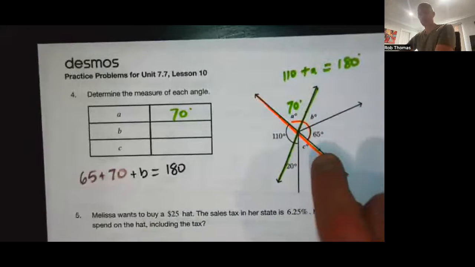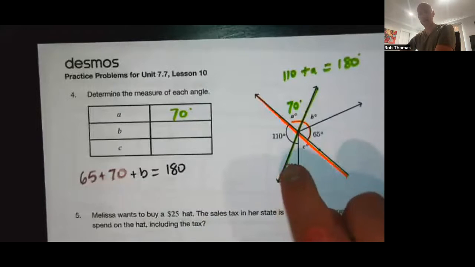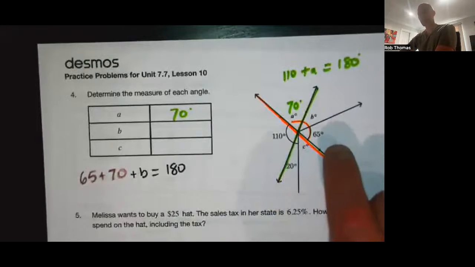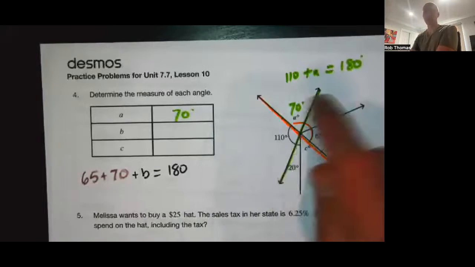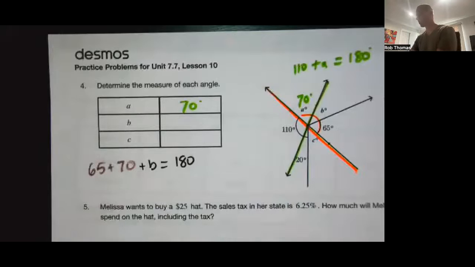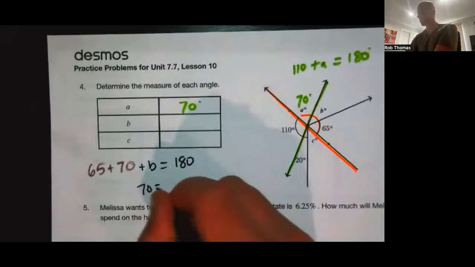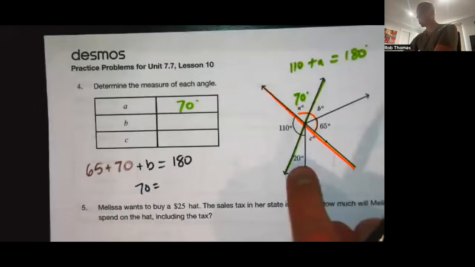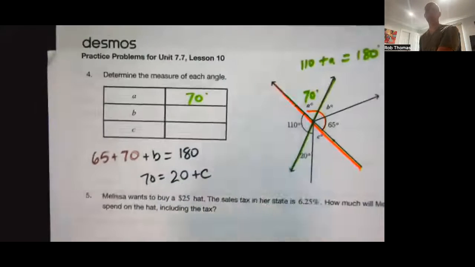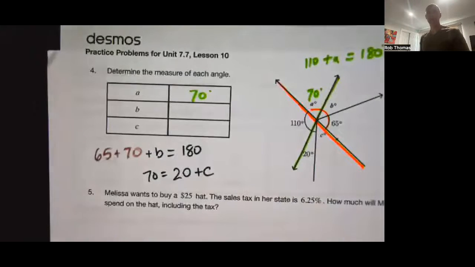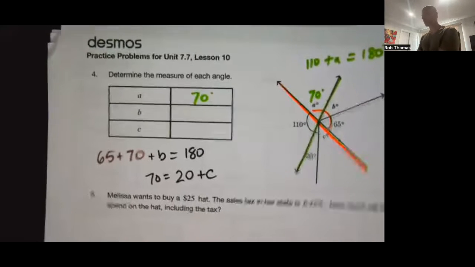Remember, from orange to green here, where it says C and 20, has to be equal to orange to green up here, where it's 70. So 70 equals 20 plus C. So maybe you could figure out what C is based on that. Okay, so I'll let you figure out B and C without any more help from me on that one.